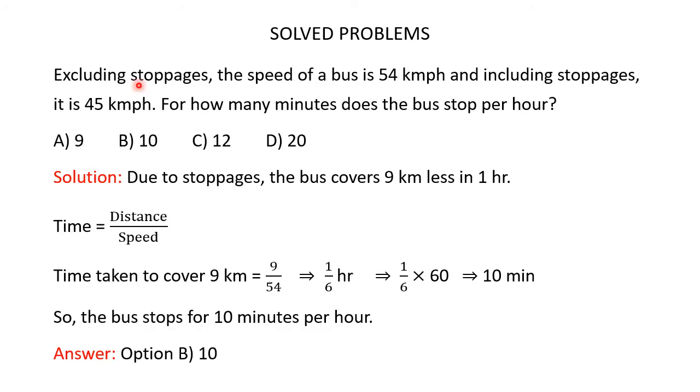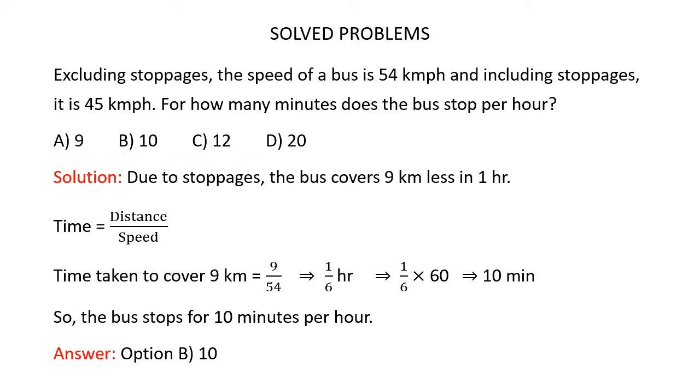Excluding stoppages, the speed of a bus is 54 kilometers per hour, and including stoppages, it is 45 kilometers per hour. For how many minutes does the bus stop per hour? You're given 4 options here and you have to find out which of these options is the correct one.